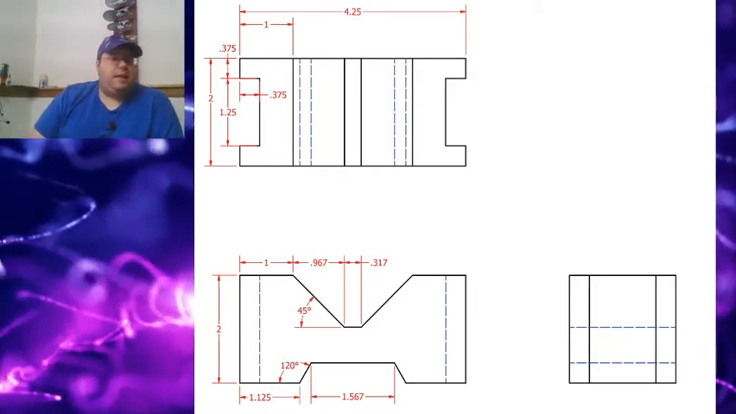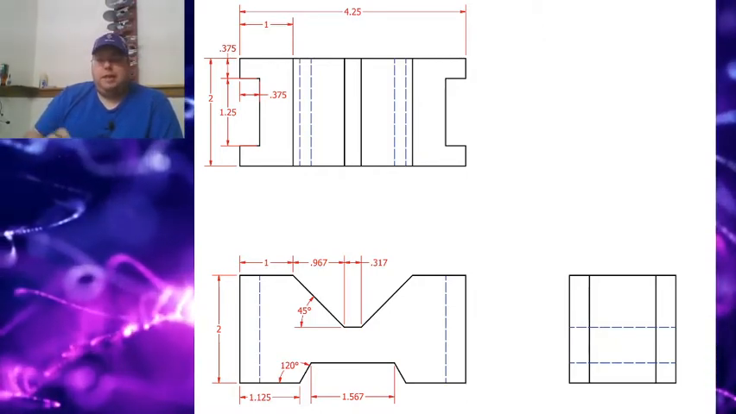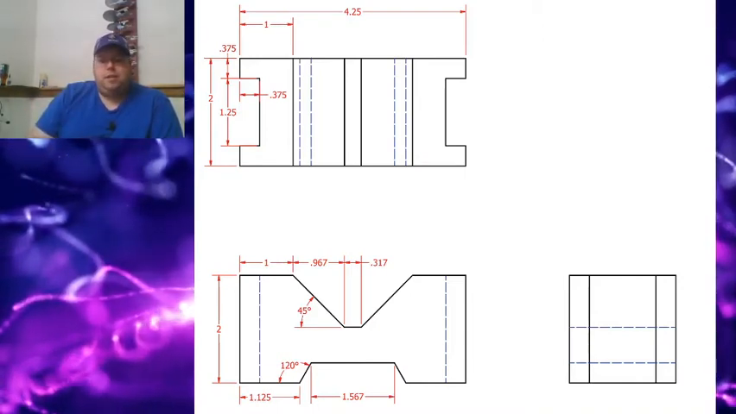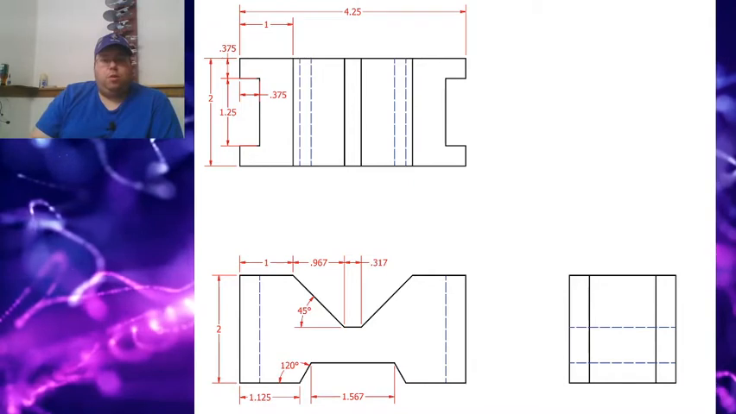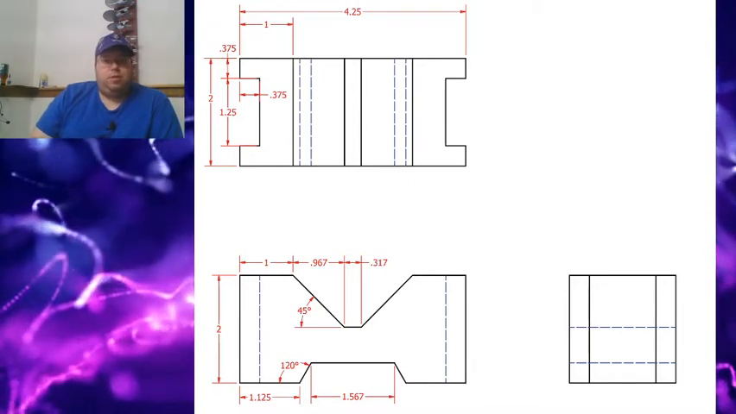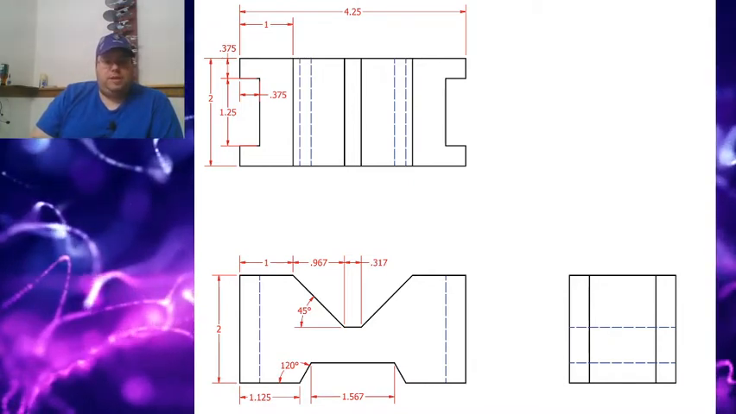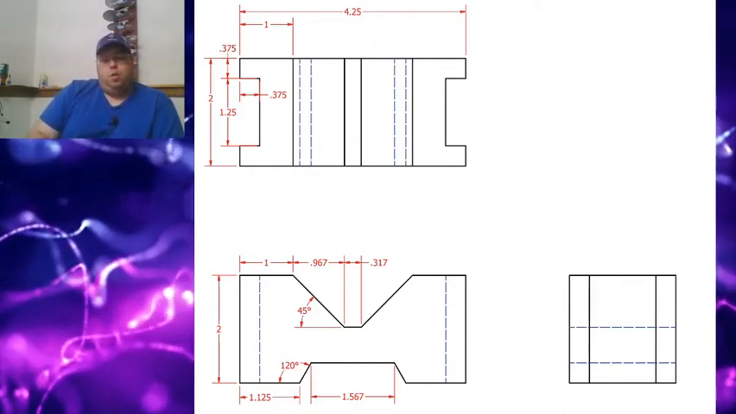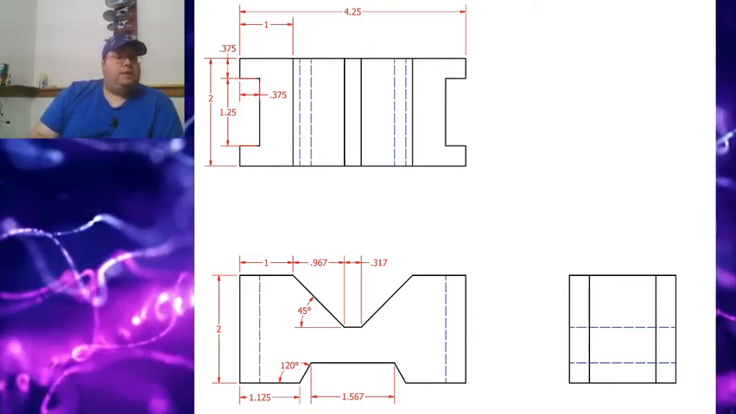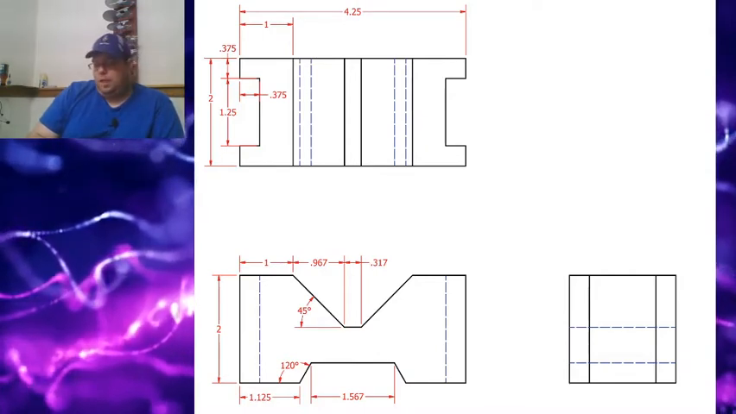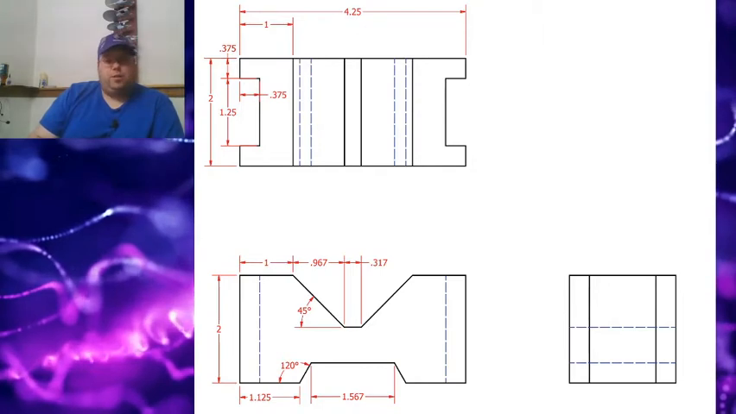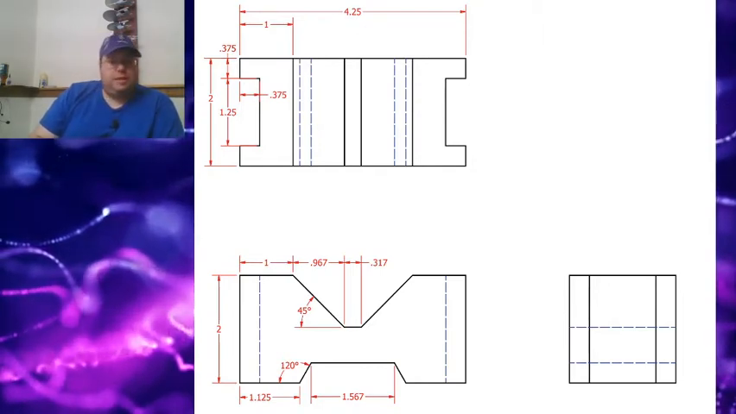Now the assignment today is to create the 3 views and the isometric, and that's just what we're going to do. Our shape is 4 1/4 inches long, 2 inches tall, and 2 inches deep, which gives us a top view box that's 4 1/4 by 2, a front view box that's 4 1/4 by 2, and a right side view that's 2 inches by 2 inches. So let's dive right in.